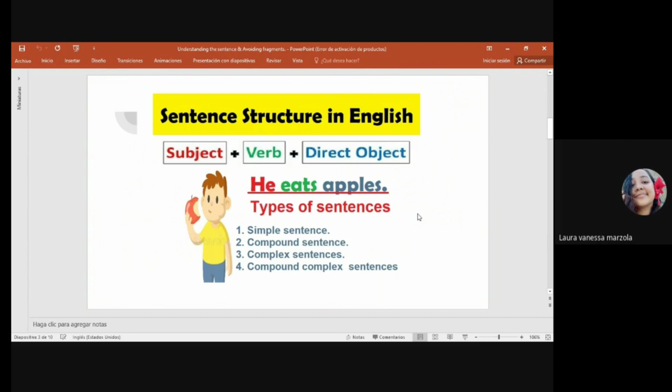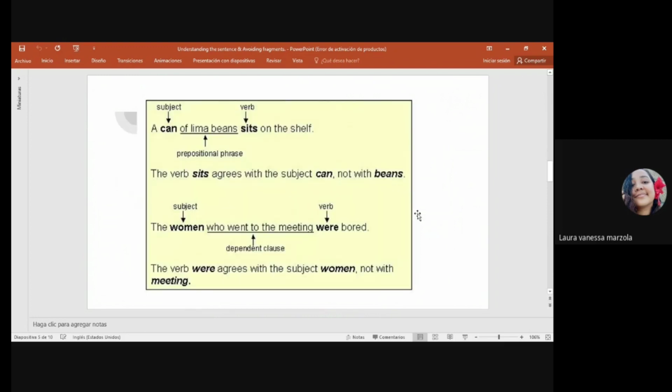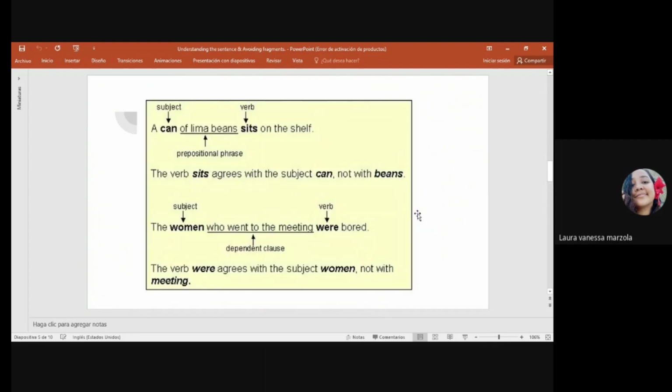A subject is the part of the sentence that contains the person or thing performing the action. A verb is the action or statement of being in the sentence. Verbs can be expressed in different tenses, depending on when the action is being performed.